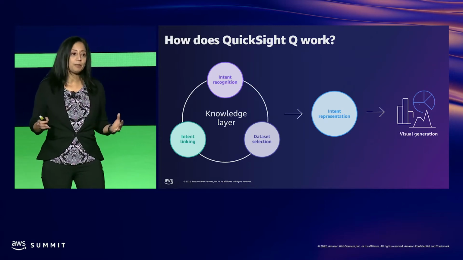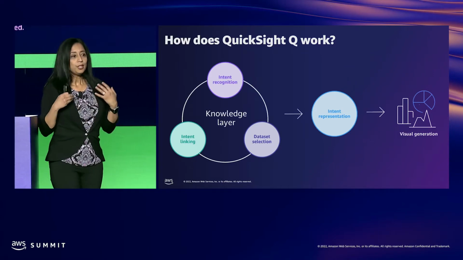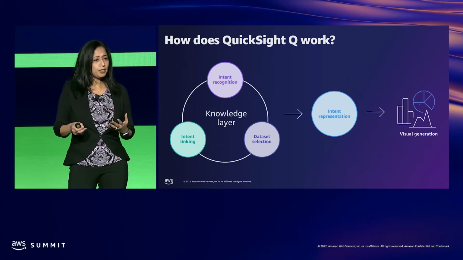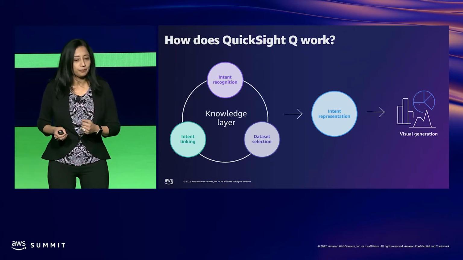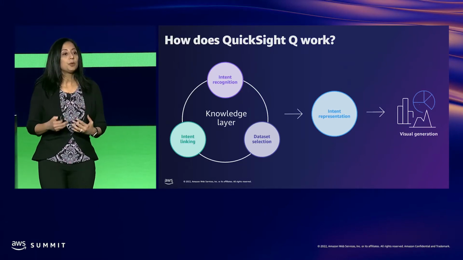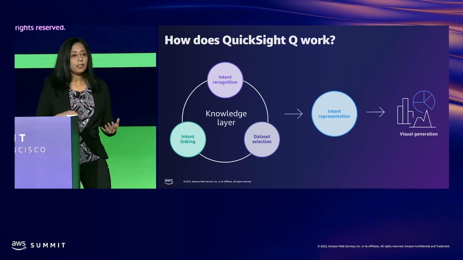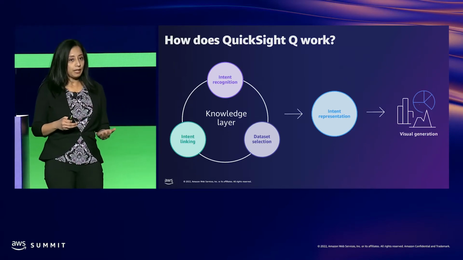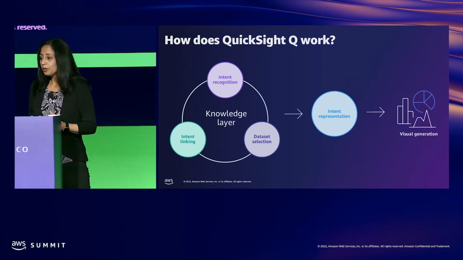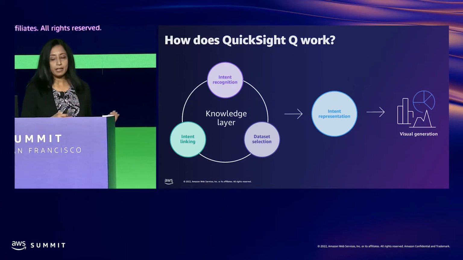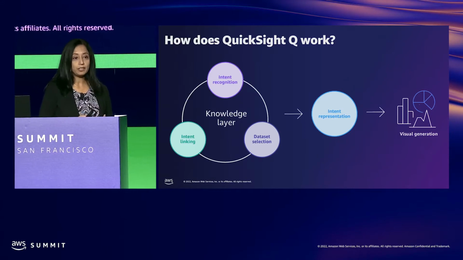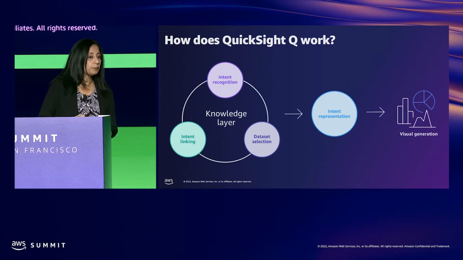Now let me put it in simple terms. You ask a question, or you type in a question, and you want to know that Q understood your question. So Q restates it back and gives you an answer. And then there are things you can tweak and tune along the way to make Q's answer better. So there is a lot of work happening here with science, with technology, with machine learning, and also user experience.